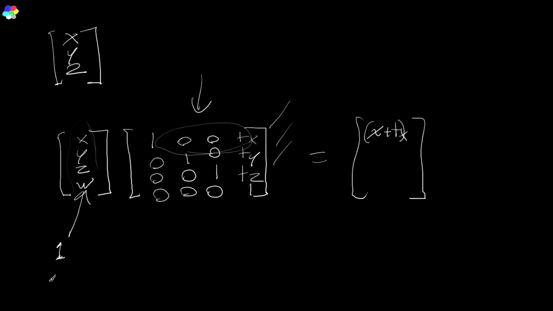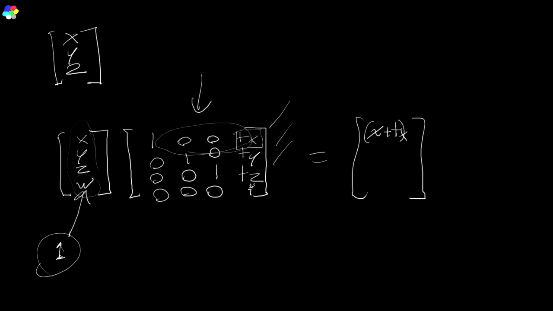So this 1 here, its primary job in this case is to activate this translation value so that it can be added to the x component. So this is the setup that we have, and that is why this w component is generally set to 1.